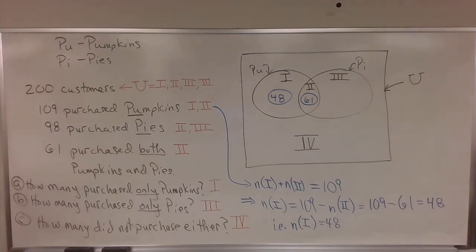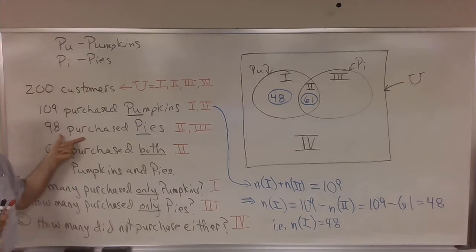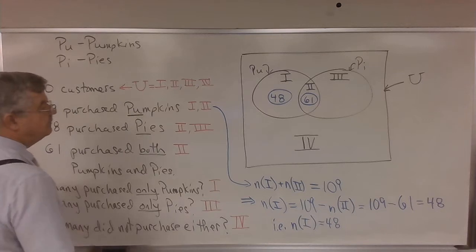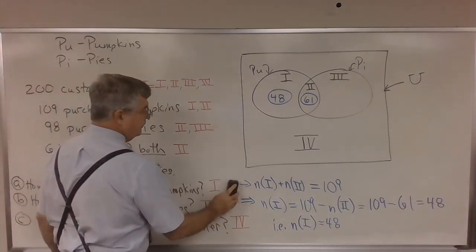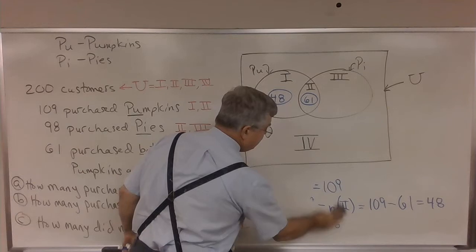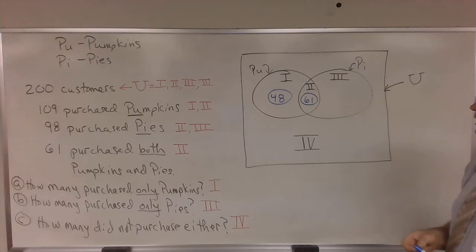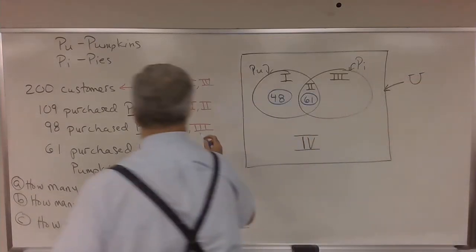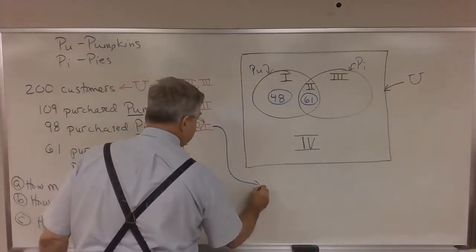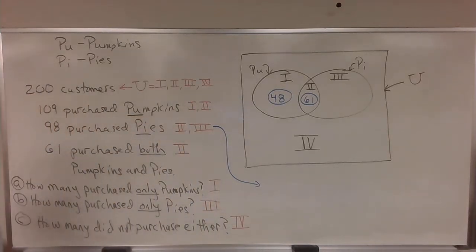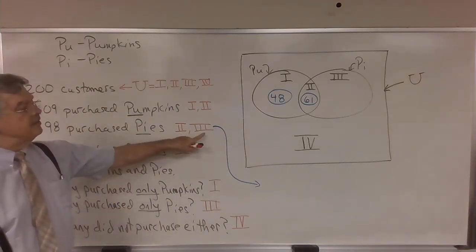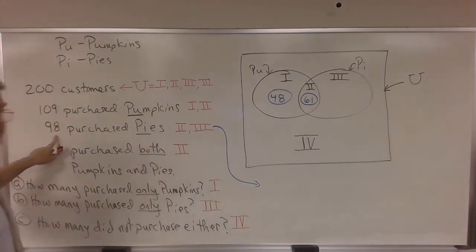Now, we can do a similar thing with the number of people who purchased pies. So let me erase this. And if you missed that, just hit the pause button. Back up a little bit, hit the pause button. But now we'll take this information. The number in region 2 plus the number in region 3 is equal to 98.